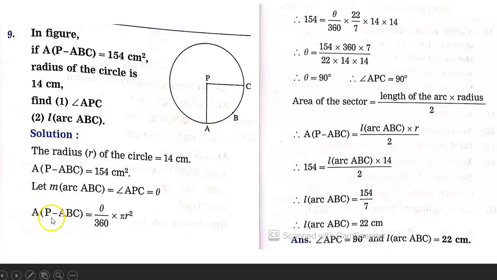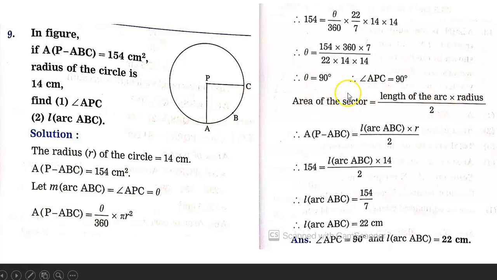Area of sector PABC is equal to theta upon 360 into pi r square. This is the formula. I'm going to substitute. 154 is equal to theta upon 360 into 22 upon 7 into 14 into 14. So by rearranging, I get theta as 90 degrees. That means, first part I found out, angle APC is 90 degrees.